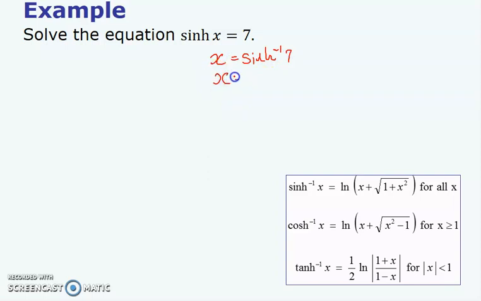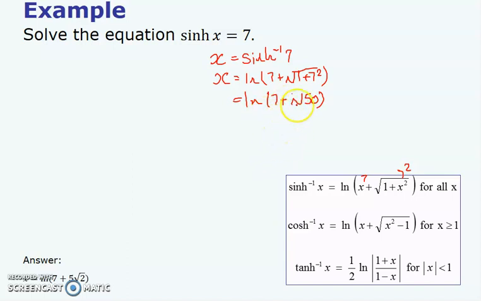And therefore x equals, now it says it here, that's a 7 and that's a 7 squared. So it becomes the log of 7 plus the square root of 1 plus 7 squared. So you can see this is the log of 7 plus root 50. And it's not very nice, but that's the answer. And of course root 50 is 25 times 2 rooted, which is why we can say it's 5 root 2, and that's why this answer is slightly better down here.